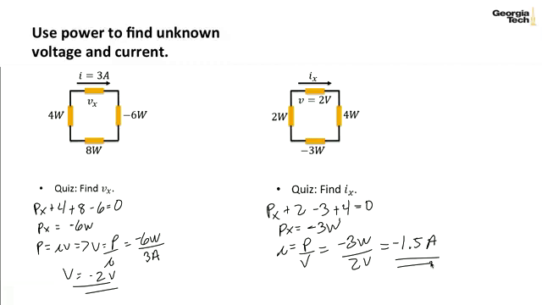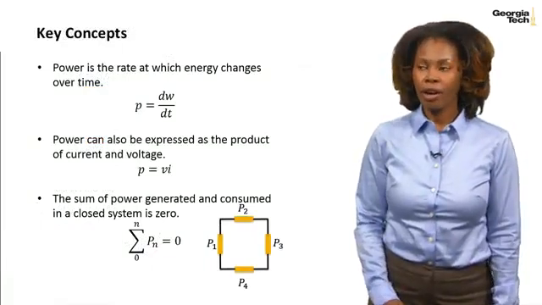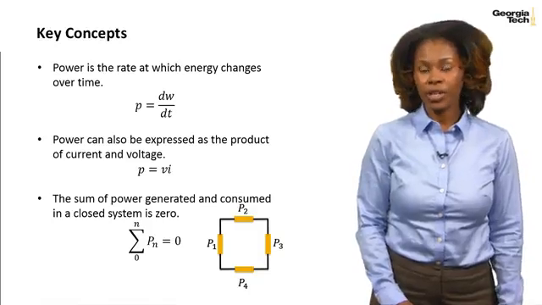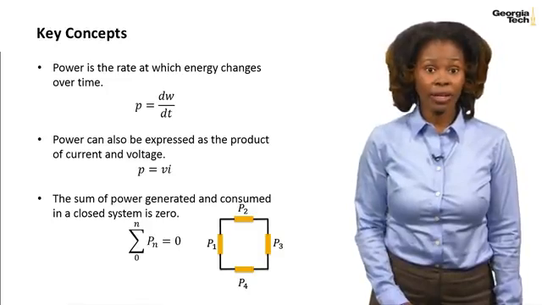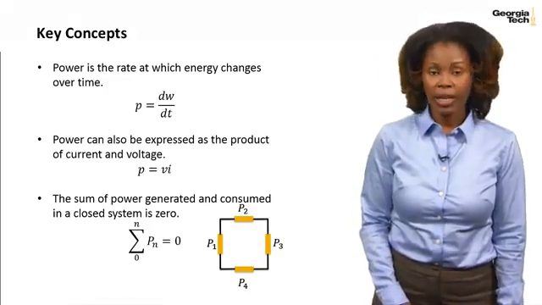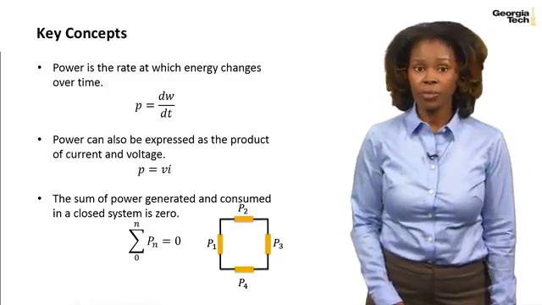So if you know the power in a system, you can use that power to find the current or the voltage, given you know one or the other. The key concepts that we covered in this lesson are, first, that power is the rate at which energy changes over time, or dW/dt. It can also be expressed as the product, which is most often the form of V and I. So most of the time you use power as the product of the voltage and the current.